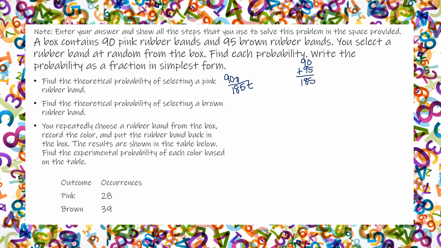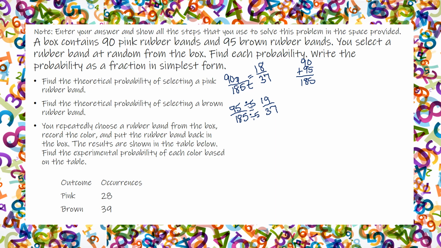Okay, now we need to simplify. They can both be divisible by 5. So we get 18 over 37. Now we're going to find the theoretical probability of selecting a brown rubber band. So there were 95 brown rubber bands over 185 total. Those also we can simplify by 5. So we divide the top and the bottom by 5. So we get 19 and 37.